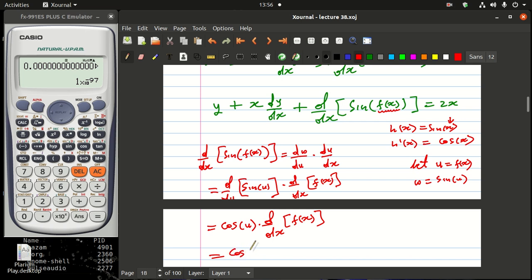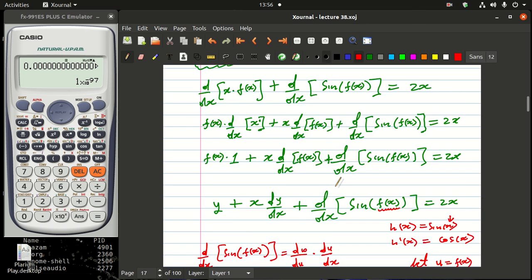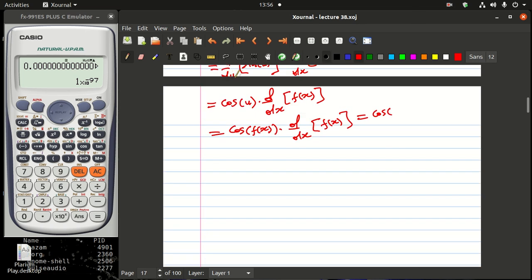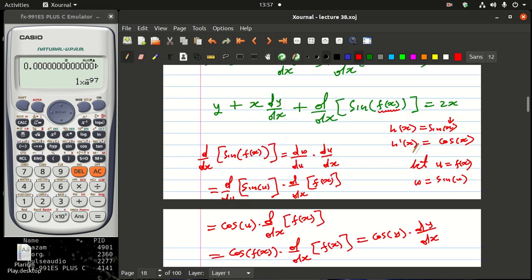So I'm going to have cosine of f of x times d dx of f of x. And looking into this, earlier on we realized that our f of x was just y. So here I'm going to have cosine of y times d dx of y, and because I have d dx of y, this is just the same as dy dx. So basically what this thing is saying is this.